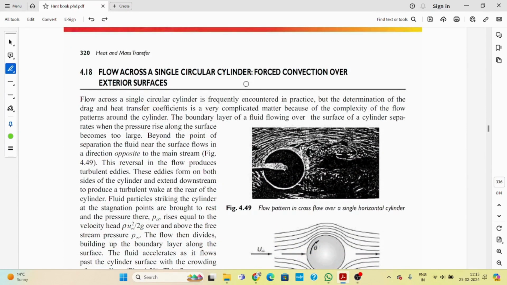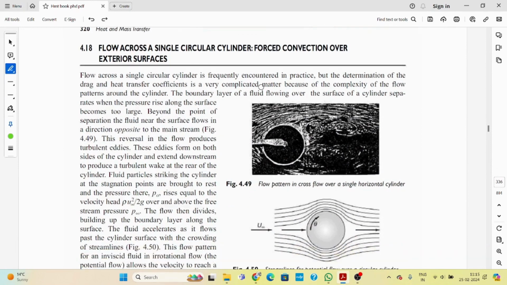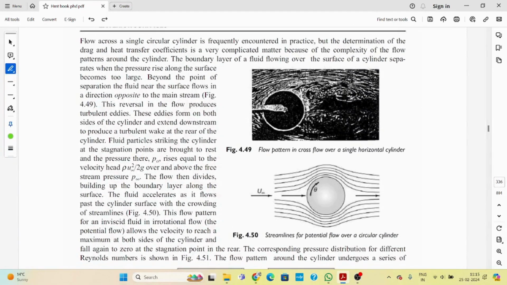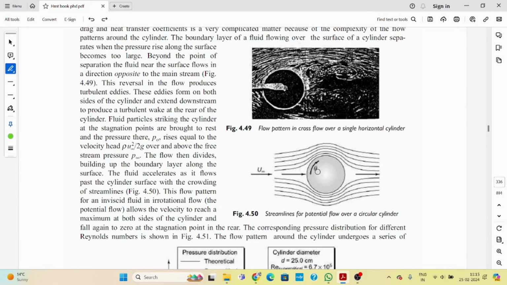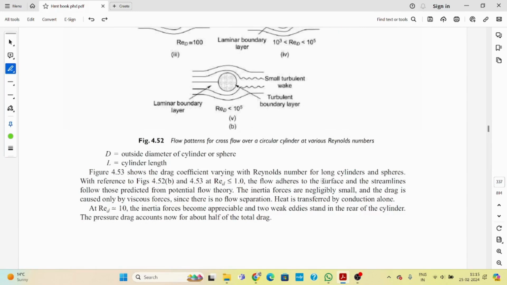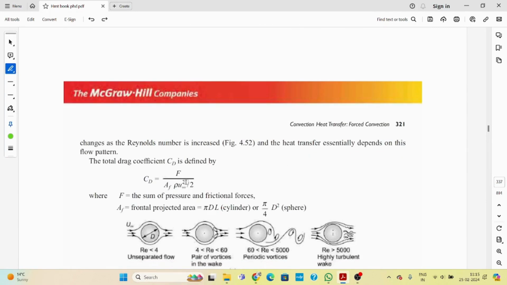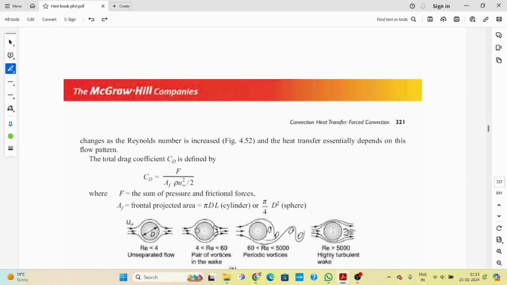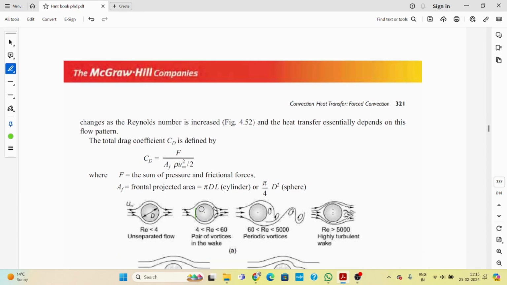Flow across a single circular cylinder, forced convection over an exterior surface, and here you can see the variation of the flow passing a circular cylinder. And you can see here the drag coefficient C_D is F upon A rho V squared by 2. A is equal to the surface area of this particular point. Okay, so this will be ideal.